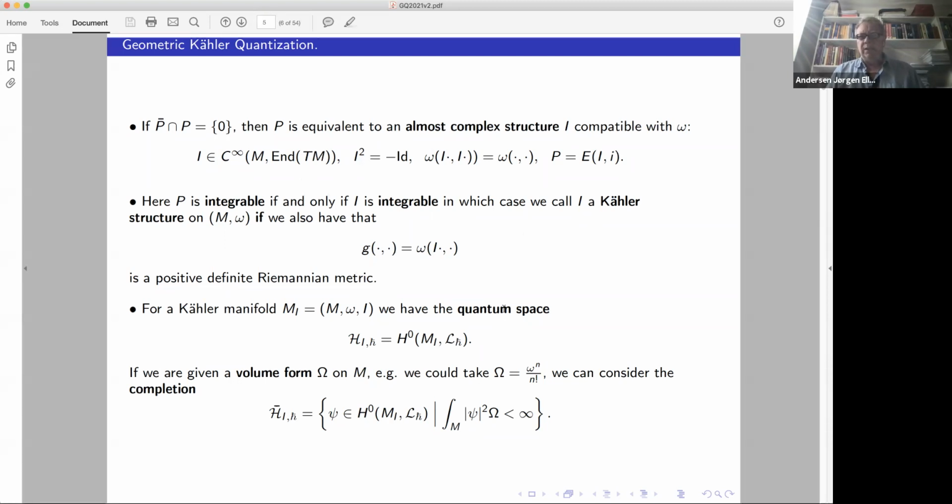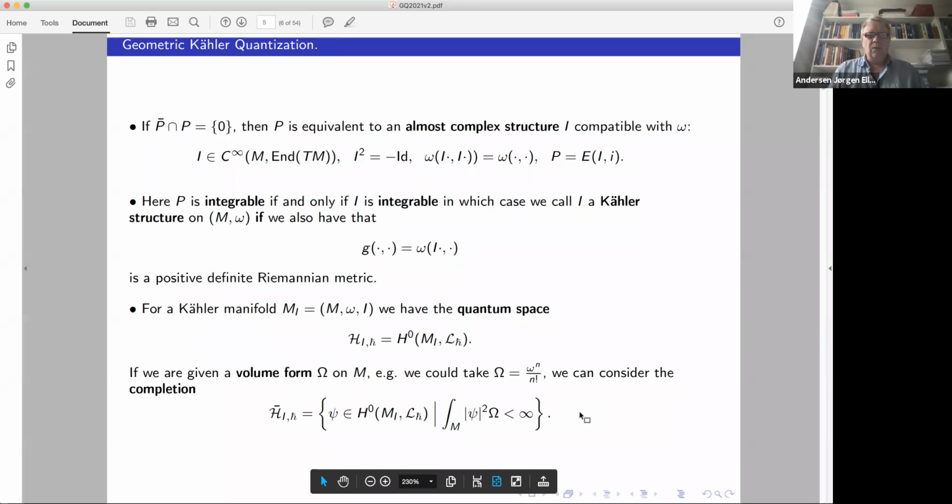And so in this case, it's very well known, the proposal by geometric quantization is that you associate the quantum space, which is just holomorphic sections over M_I, so M equipped with this complex structure, and then you have an induced d-bar operator in the line bundle from the pre-quantum data and this I, and you just look at holomorphic sections. And if you have a volume form on M, so in particular, you could, for example, take the Liouville form associated to omega, then of course you can consider the completion Hilbert space, which would be to take the holomorphic sections that have finite L2 norm and then complete that.